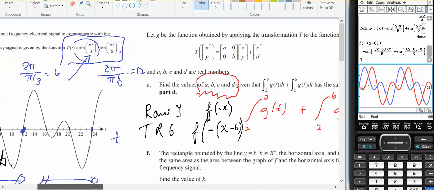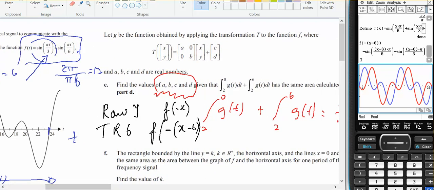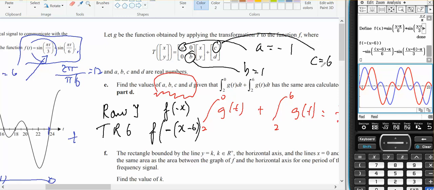So what does that mean? If I'm reflecting over the y-axis, A has to equal -1. I'm not reflecting over the x-axis, so therefore B is going to equal 1. I'm translating 6 units to the right, so C has to equal 6, and I don't wish to move upside down at all, so D equals 0.